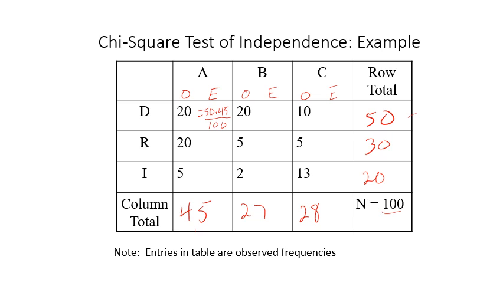Let's look at Republican and B. It would be row total, which is 30, column total, which is 27, and N, which is 100. And you actually get 8.1 there. And you could do this for independent and C, 20 times 28 divided by 100. So that's how you would calculate out each of the expected. Let's look at that on the next slide.